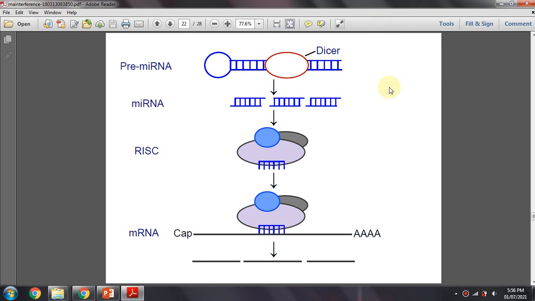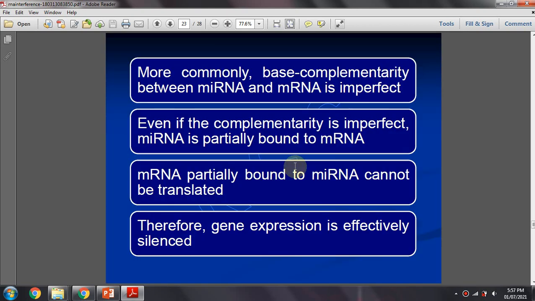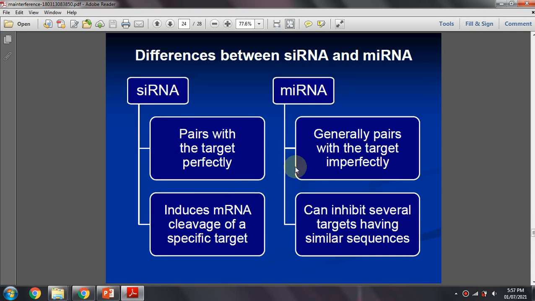So this is the same procedure afterwards, like siRNA. More commonly, base complementarity between miRNA and mRNA is imperfect. So even if the complementarity is imperfect, miRNA is partially bound to mRNA. So mRNA partially bound to miRNA cannot be translated. Double-stranded RNAs are never translated. Therefore, the genes are silenced.